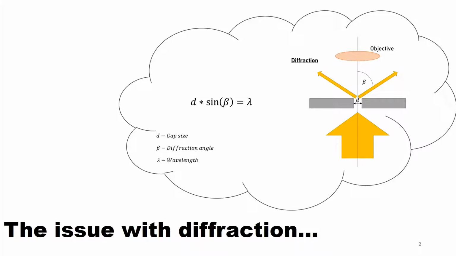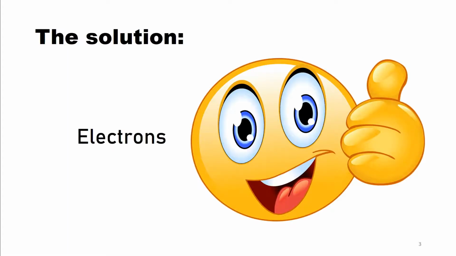But as always, if we are open to new things, then we find a solution. And in this case, the solution are electrons. Yes, you heard right. Instead of visible light, we simply illuminate our sample with electrons. Now, some of you might say, wait, an electron is a particle and not a wave? How is that supposed to work?